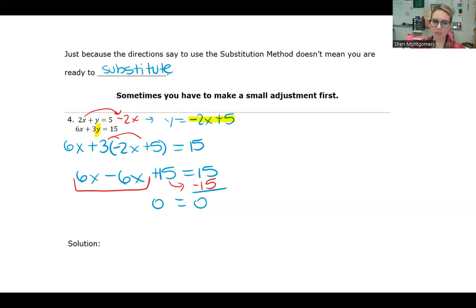And so what is my solution? Infinitely many solutions. Why do you get infinitely many solutions? It's the same equation. That's why. They're the same line.